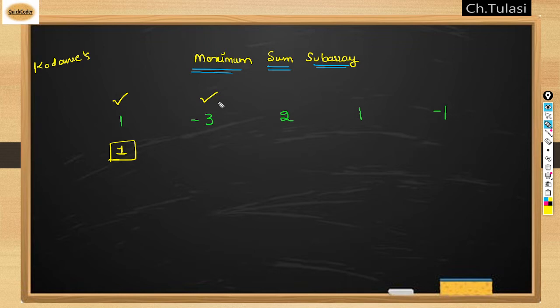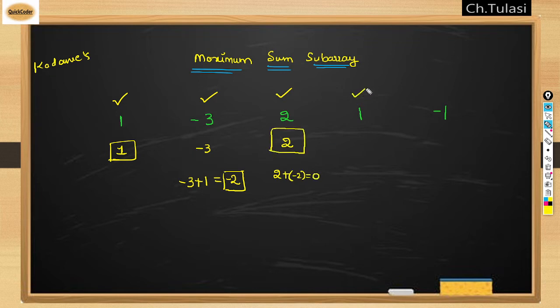Now I came to minus 3. Is minus 3 greater, or minus 3 plus the previous one greater? This is giving minus 2. Sorry, not this, minus 3 is not greater; minus 2 is the greater. So I will store it. And again I came to 2. Is 2 greater, or 2 plus this minus 2 greater? This 2 is greater. Now I will mark this.